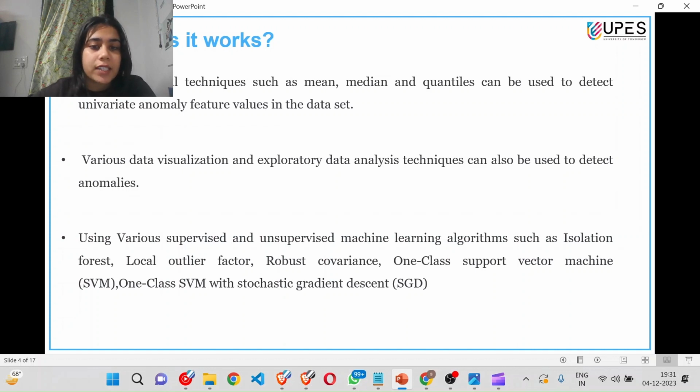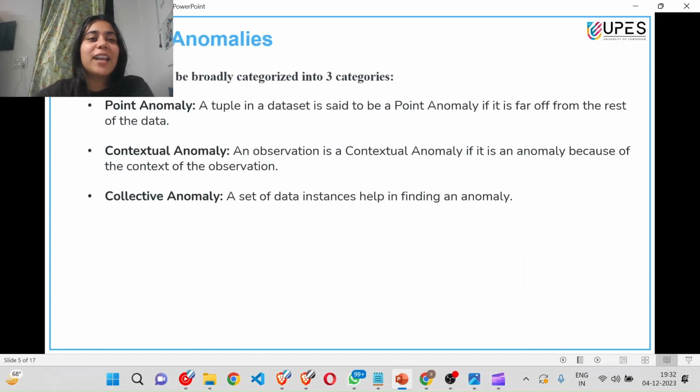Various supervised and unsupervised machine learning algorithms can be used, such as isolation forest, local outlier factor, robust covariance, one-class support vector machine, etc. Types of anomalies are point anomaly, contextual anomaly, and collective anomaly. A tuple in a dataset is said to be a point anomaly. An observation is a contextual anomaly. A set of data instances that helps in finding an anomaly is a collective anomaly.